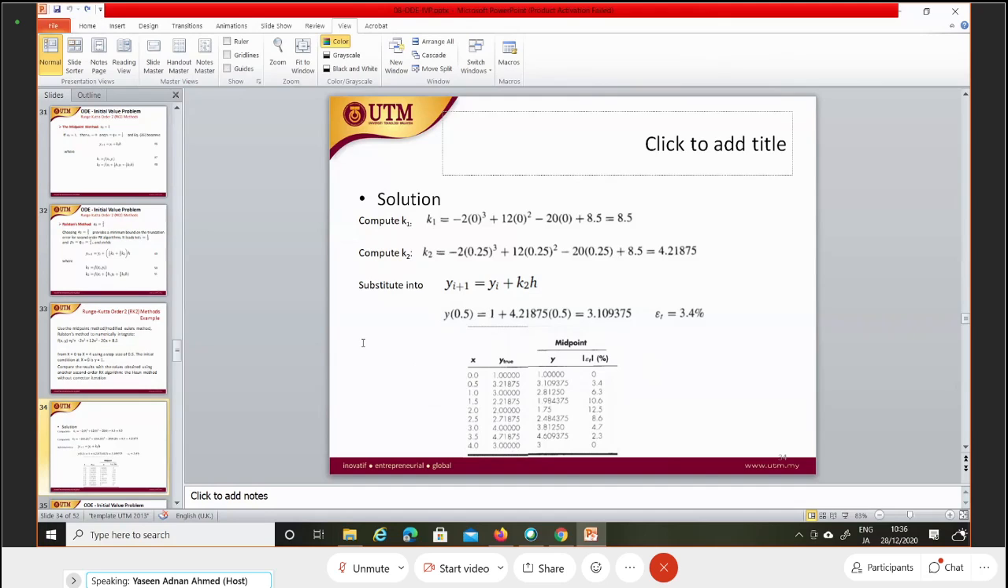Initially, what we had was x is equal to 0 and y is equal to 1. That was the condition, and then we focused on the value of y at x is equal to 0.5. So for the next step, your x should be 0.5 and your y should be how much? 3.1093, 75. Now you do the same thing for x is equal to 0.5 and y is equal to 3.109375. I don't have space here, but you need to use this one.